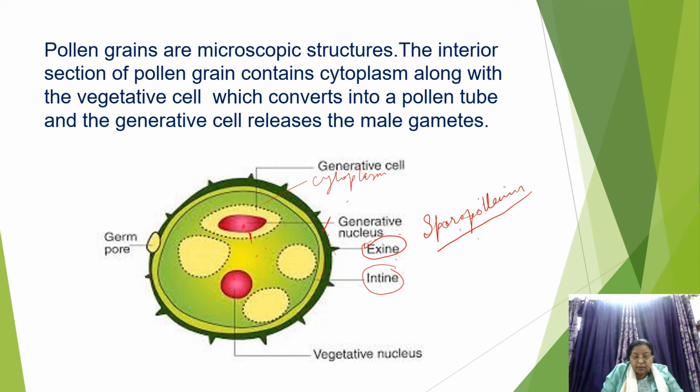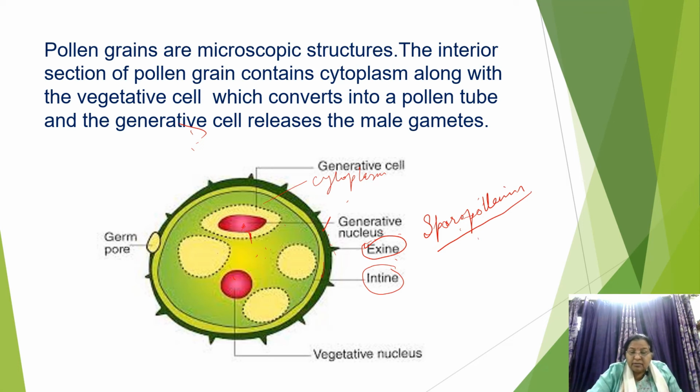It will produce the pollen tube, and the pollen tube will germinate on the stigma through these germ pores. You can see germ pores here. The germ pores are the unthickened areas in the sporopollenin wall, the exine thick wall. So the pollen tube will come out through this. Clear? Some vacuoles are also seen in the cytoplasm of the vegetative cell. So this is the structure of the pollen.